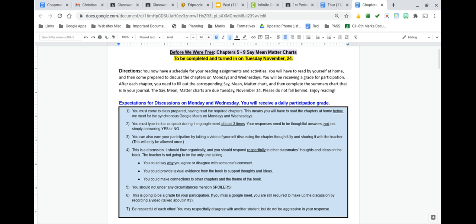Okay, so this is a discussion, so it should flow organically, and you should respond respectfully to other classmates' thoughts and ideas on the book. The teacher's not going to be the only one talking. So you could say why you agree or disagree with someone's comment. You could provide textual evidence from the book to support thoughts and ideas. You can make connections to other chapters in the theme of the book.